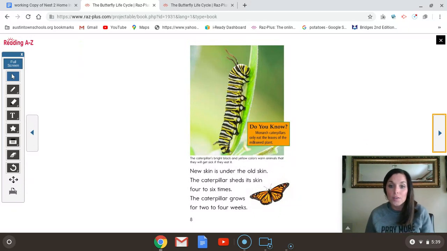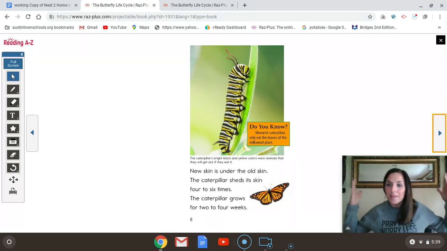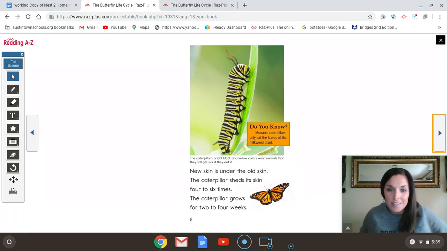New skin is under the old skin. The caterpillar sheds its skin 4 to 6 times. The caterpillar grows for 2 to 4 weeks. Okay? It says, do you know that monarch caterpillars only eat the leaves of the milkweed plant? I just told you that, okay? So they like milkweed plants also, just like the painted ladies, okay?